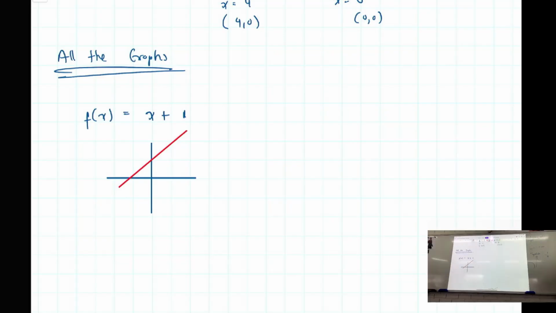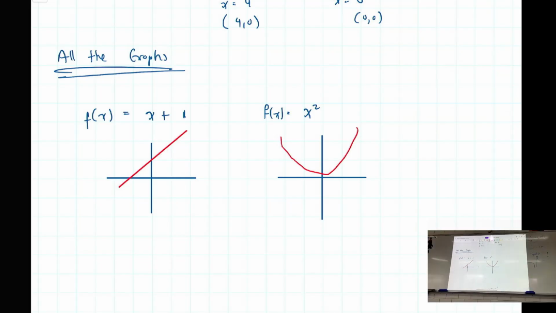What happens if I have something like this? f of x equals x squared. What's that? It's a quadratic, and it does this. Oh, I hate doing this.